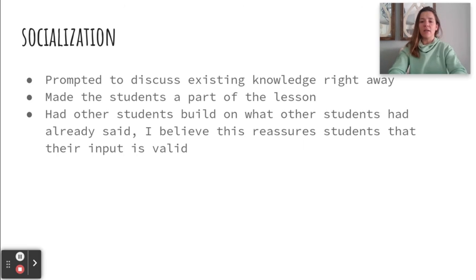Socialization, I think that the kids were prompted to discuss what they already knew right away. I really think she made students part of the lesson. Instead of calling on one student and then building herself on what the student had said, she had other students build on that one idea. Eventually, they got to the right concept.